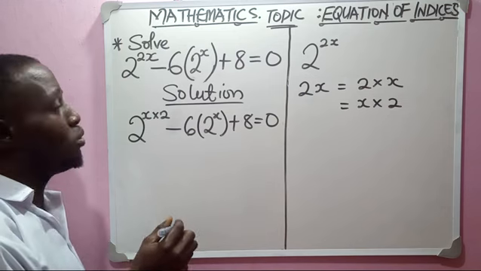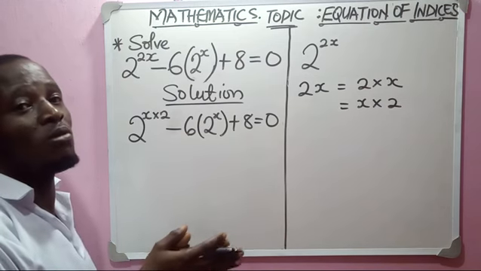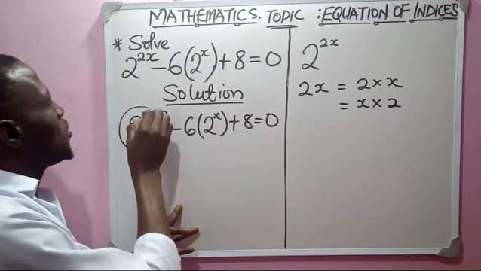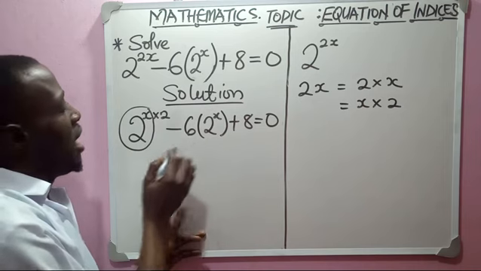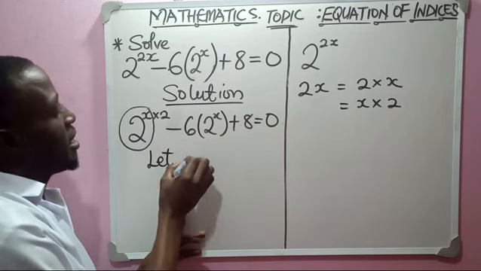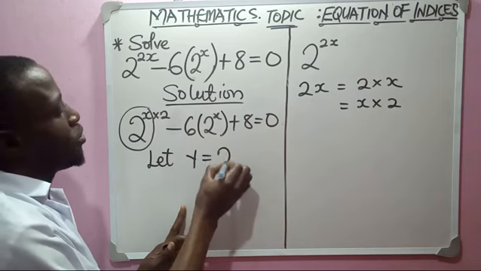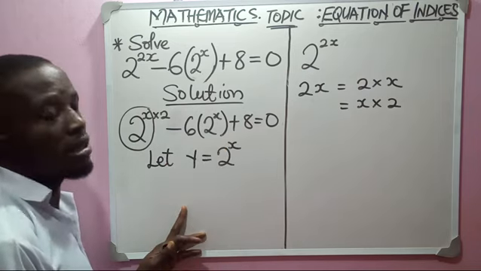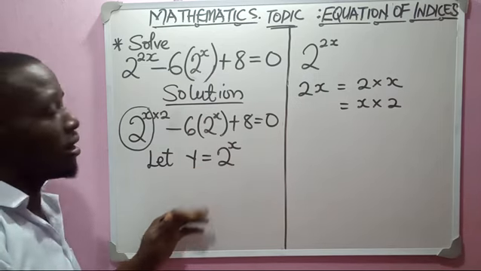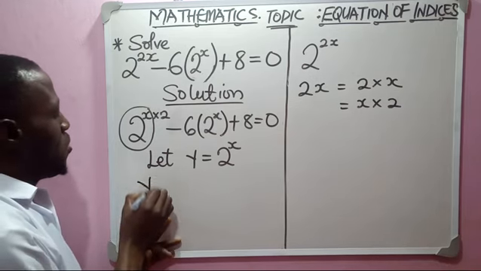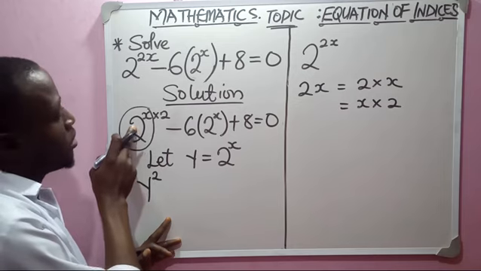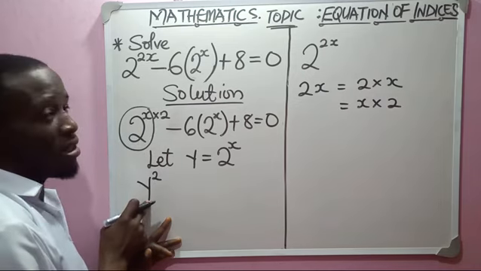What I'm going to do so that I can solve further is to ascribe a letter to 2 raised to power x. For instance, I can say let y be equal to 2 raised to power x. Meaning that anywhere I have 2 raised to power x, I'll put the letter y. So I'll be having y raised to power 2 in this case. Do you understand? 2 raised to power x is represented by y.